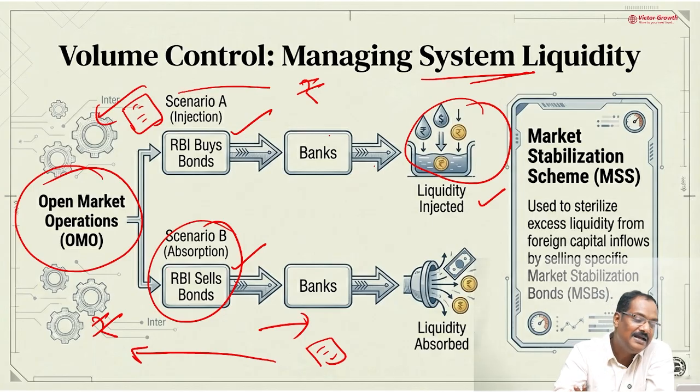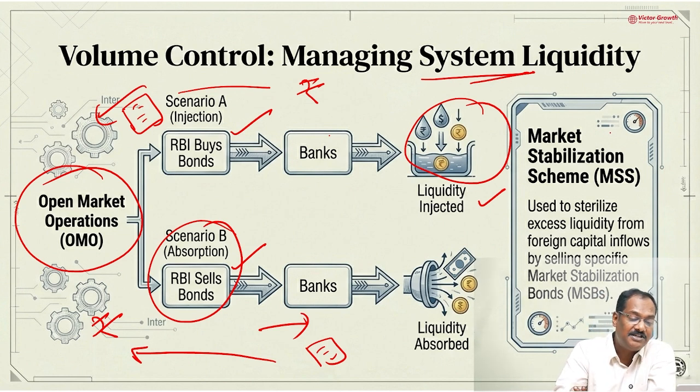Recently, before this monetary policy, the latest one being February 2026, two months before, in December, I think they reduced the repo rate, and they also did 80,000 crore of OMO. It means they have pumped money into the economy.